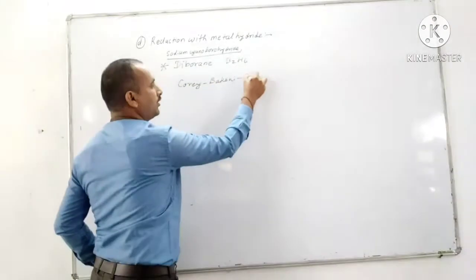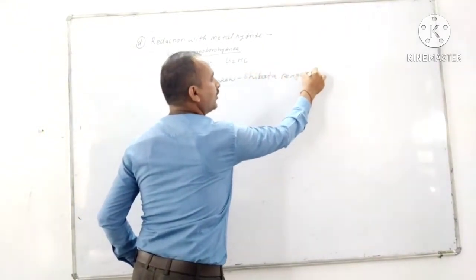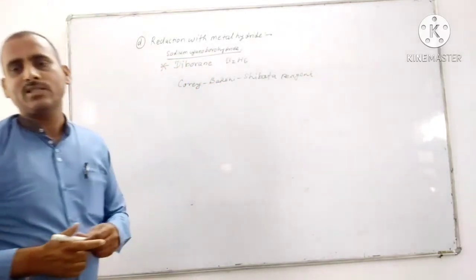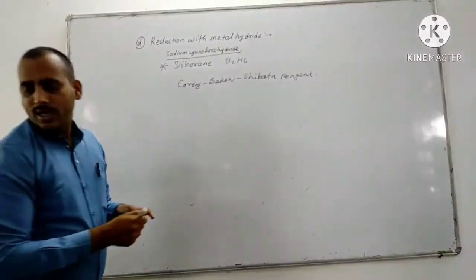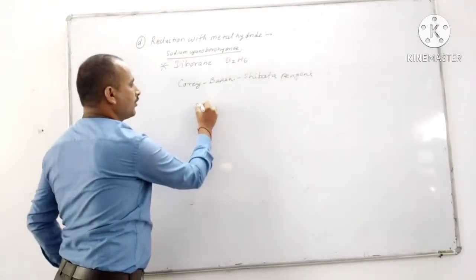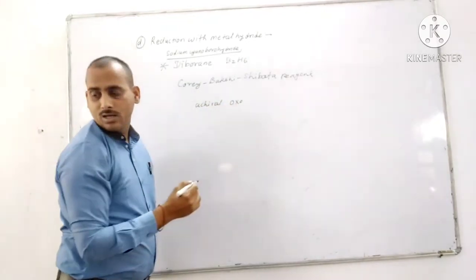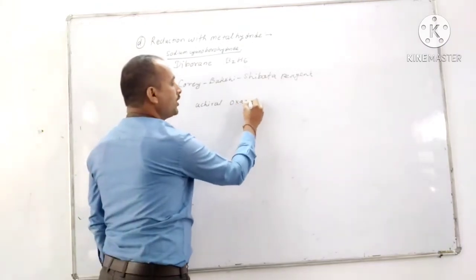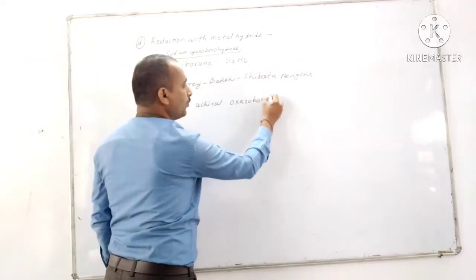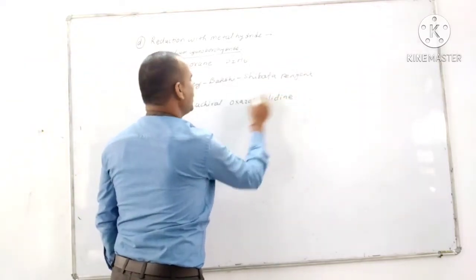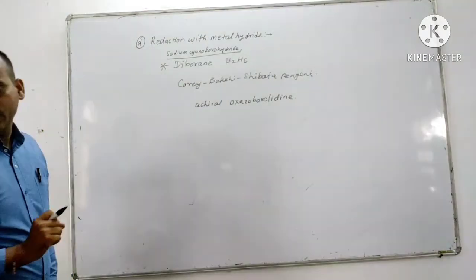Corey-Bakshi-Shibata reagent. So this Corey-Bakshi-Shibata reagent is a chiral oxazaborolidine. A chiral oxazaborolidine is the CBS reagent, Corey-Bakshi-Shibata reagent.